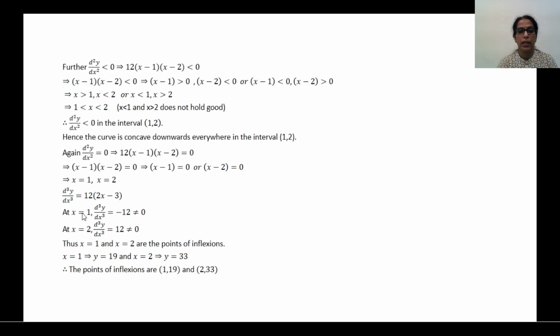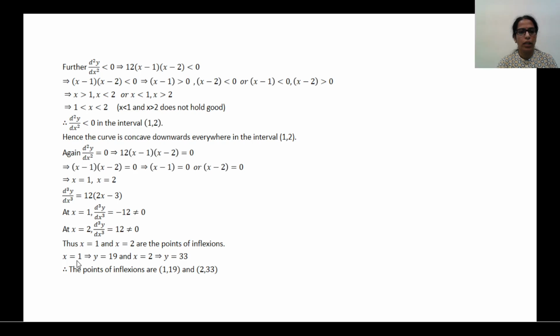So, at x equal to 1, what you are having? d cube y by dx cube equal to minus 12, which is not equal to 0. Again, at x equal to 2, d cube y by dx cube is equal to 12. That is also not equal to 0. Thus, x equal to 1 and x equal to 2 are the points where d cube y by dx cube is not equal to 0.